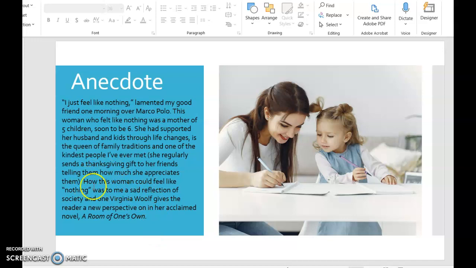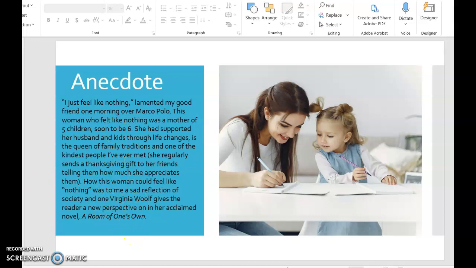But this is an example of why you need that context, because this story up here really doesn't have much to do with what I'm going to talk about in my paper. I mean, it does, but it's sort of jarring unless you have that connecting sentence that helps you understand the connection between them.